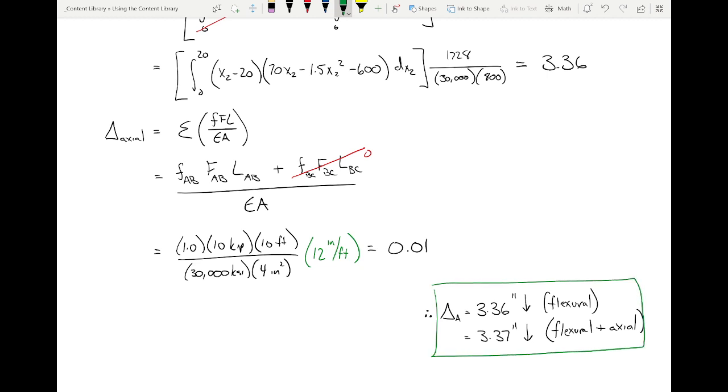What do you think most analysts do? They ignore it, yeah. I mean, even if I made that bar like 1 square inches, it's just, yeah. Axial deformations tend to not matter all that much in frames.